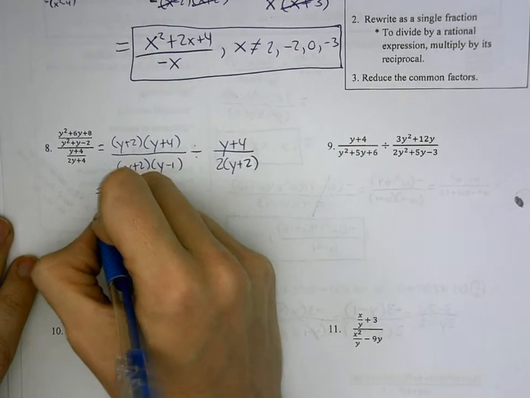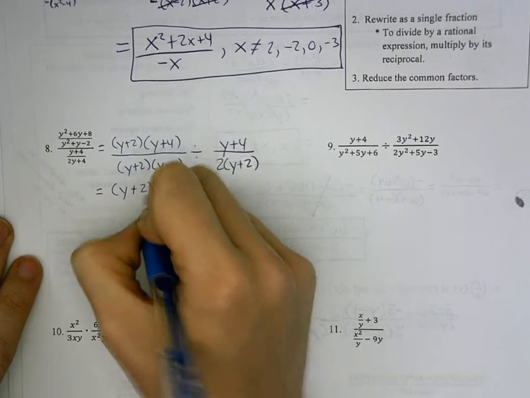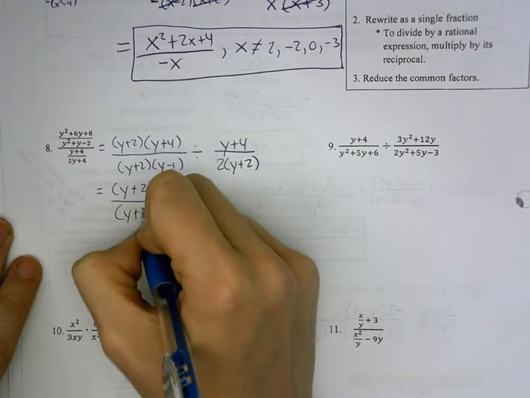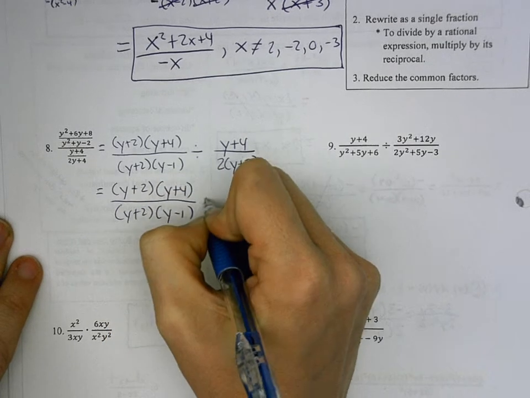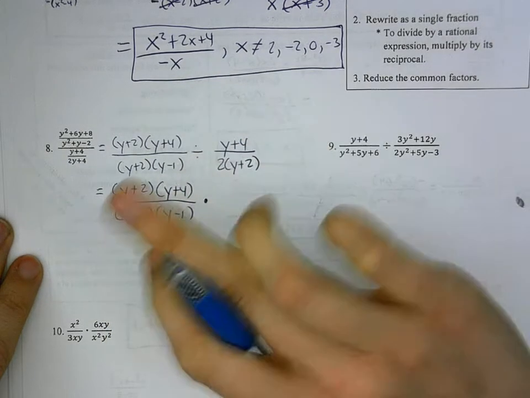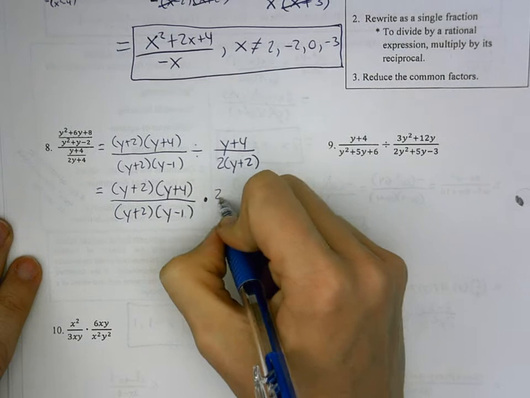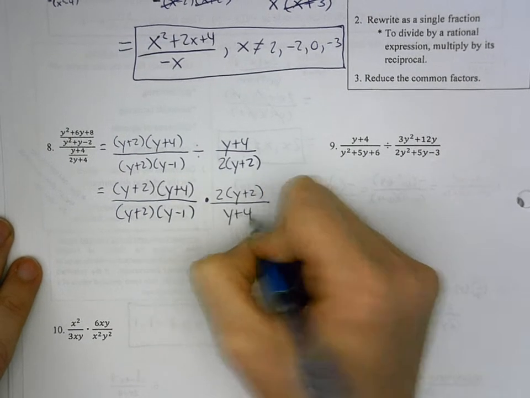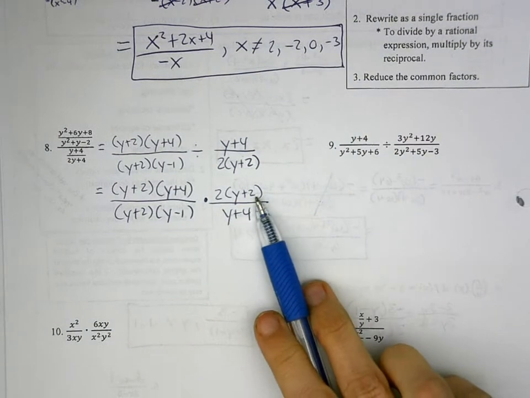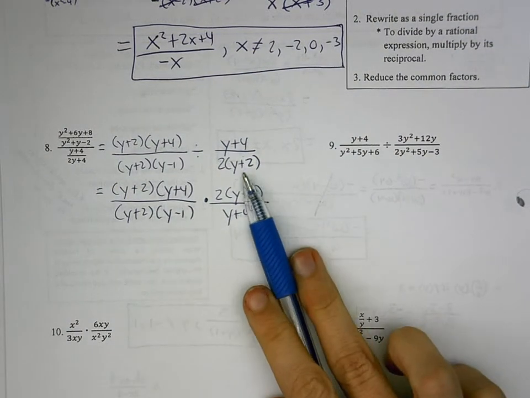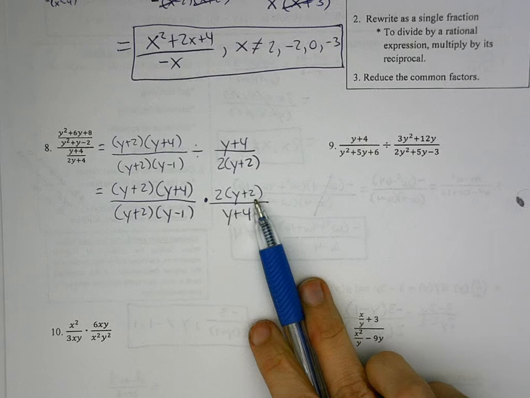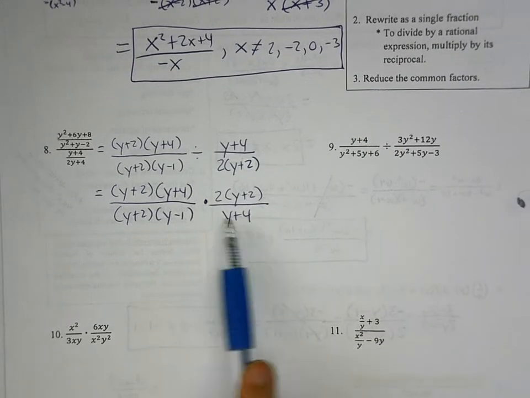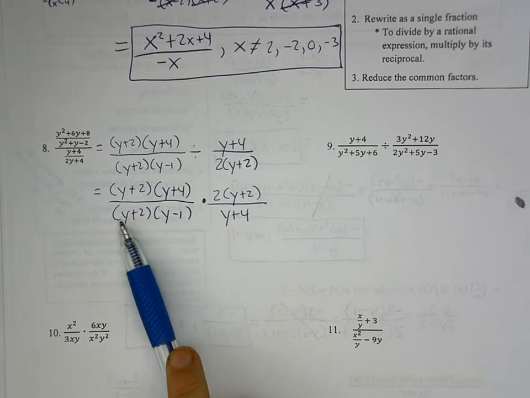Okay, so let's go ahead and keep change flip. So keep y plus 2, y plus 4 over y plus 2, y minus 1. Change to multiplication and multiply by the reciprocal. We have 2 times y plus 2 over y plus 4. And again, I'm not losing sight of this negative 2. That was an excluded value originally. I then have three other excluded values, -4, 1, and, oh look, -2 again.